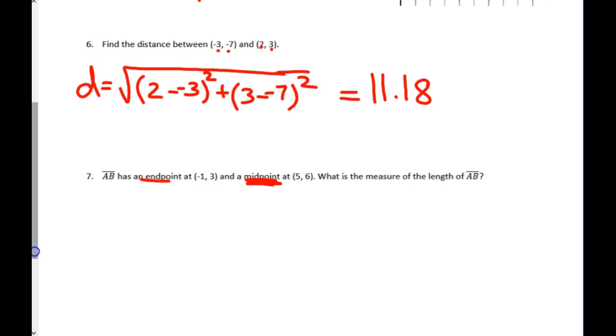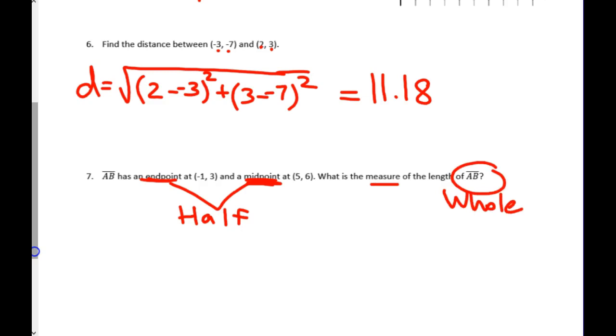So here's the deal. From end to mid, that's only halfway, right? And they're asking you to find the measurement of the whole thing. So guess what most people do? They see 2 points, and they do the distance formula, right? And they get a number, and they box it, and they think they're done. But that distance is only half. How do you take that number to get the whole? What do you do with it?